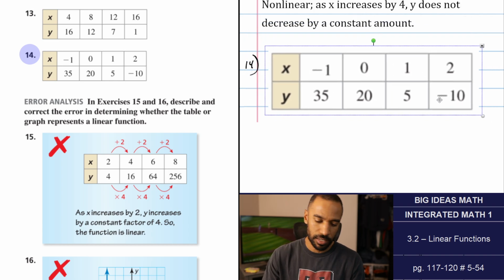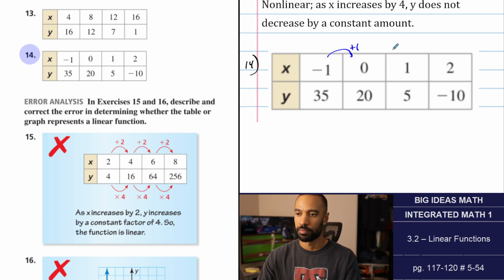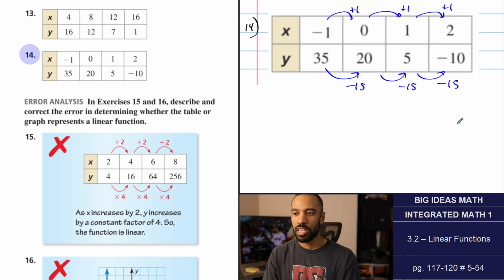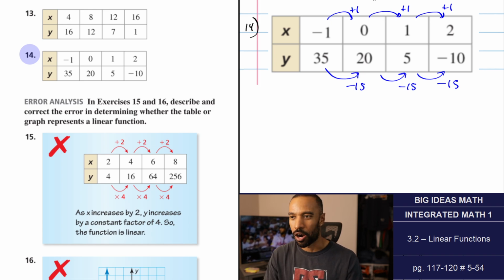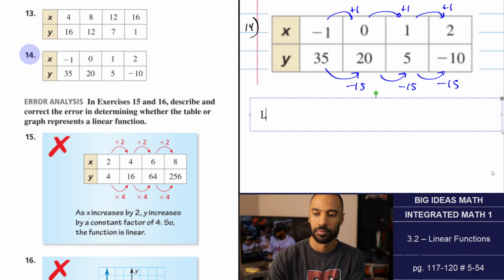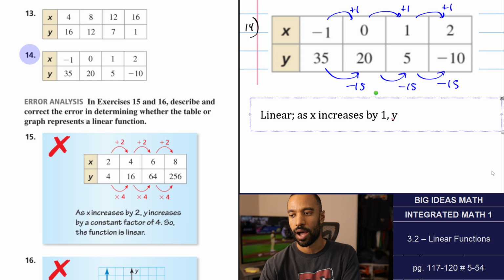Now number 14, x is increasing constantly by 1. So there's a good check. Now let's check on y. Let's make sure our math holds up. 35 minus 15 is 20. Minus 15 is 5. So far, so good as far as linearity goes. Is 5 minus 15 -10? Yeah. And to even things out, I think we need 2 of them that are linear, 2 of them that are non-linear, things like that. So this is linear. As x increases by 1 constantly, y decreases constantly by 15.